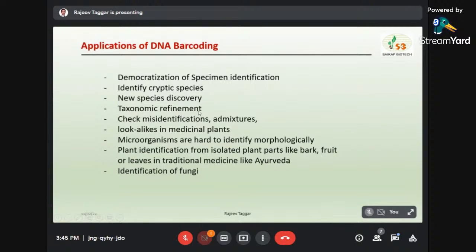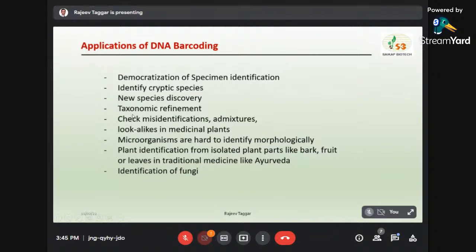Like I told you, just 7 days back, I had this talk with my colleagues in the UK. They were not able to distinguish between two tricky species, and they used not 5 but 1,000 markers, 1,000 DNA barcodes, and they were able to clearly discriminate between those two close species. So where morphology fails, molecular taxonomy can really help.